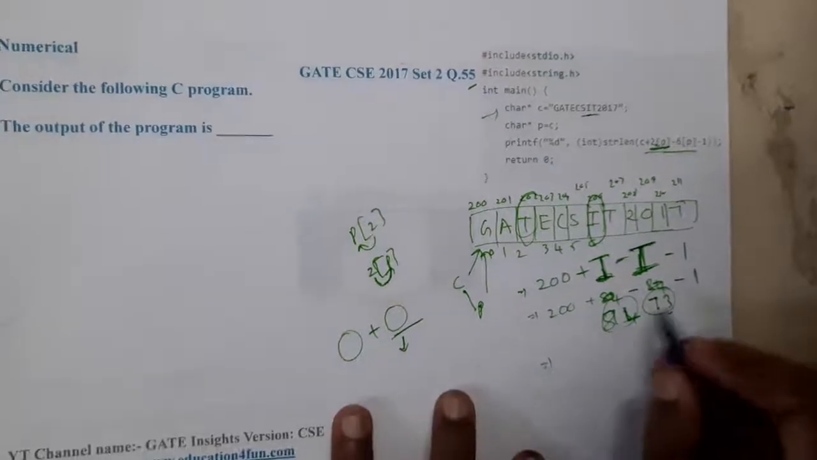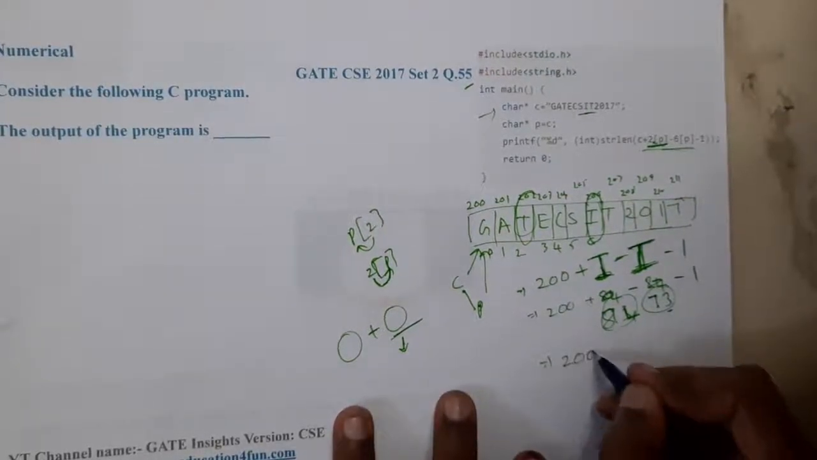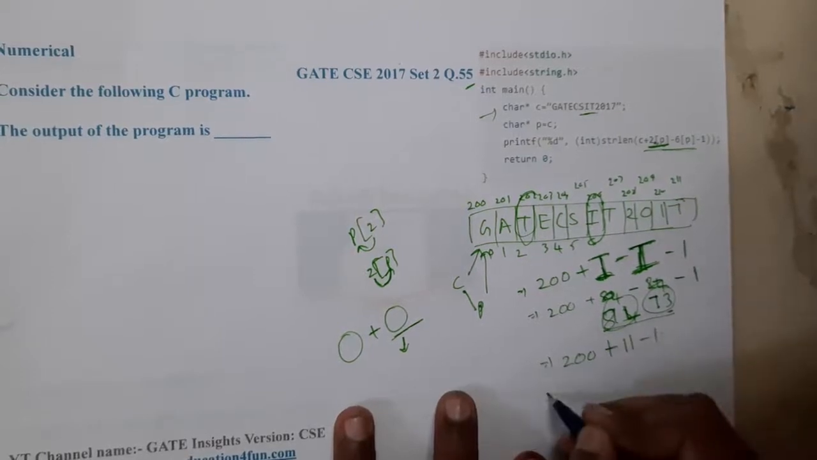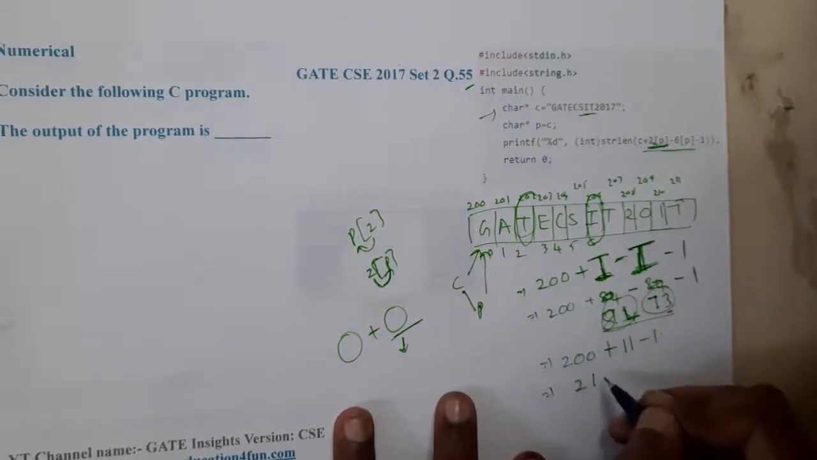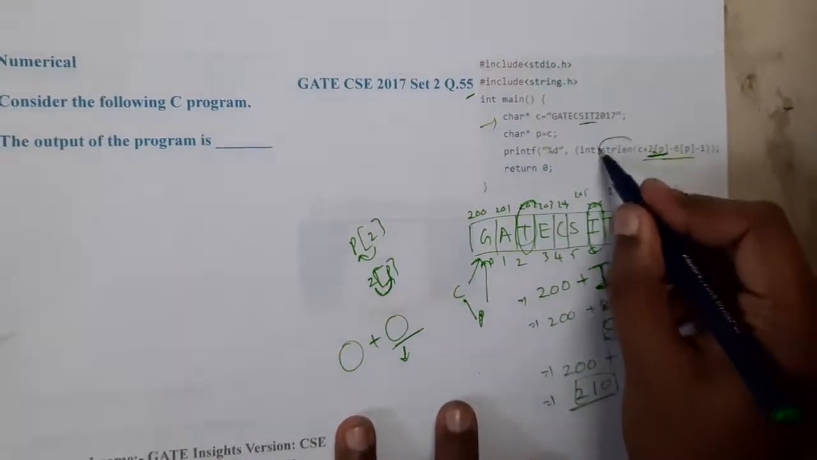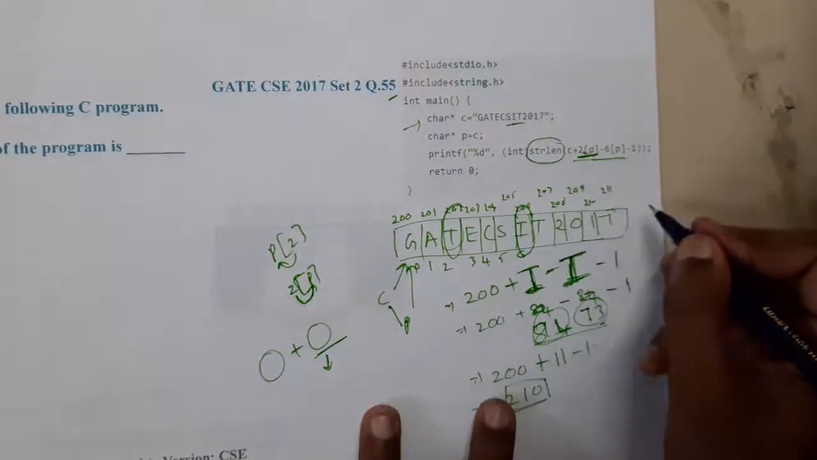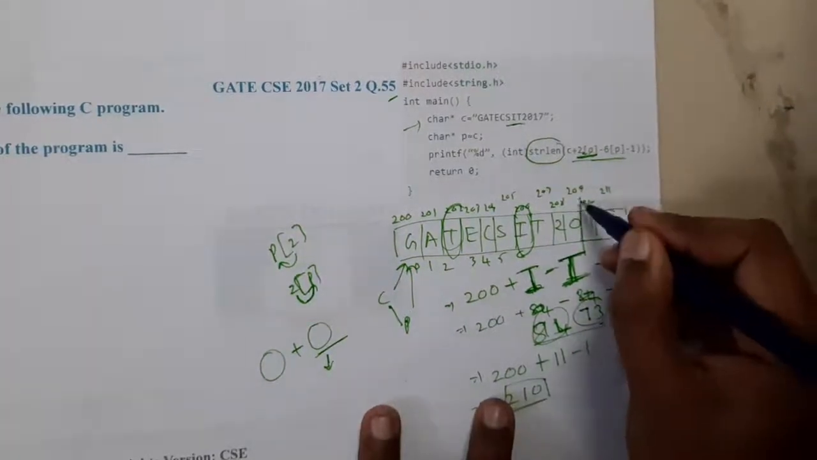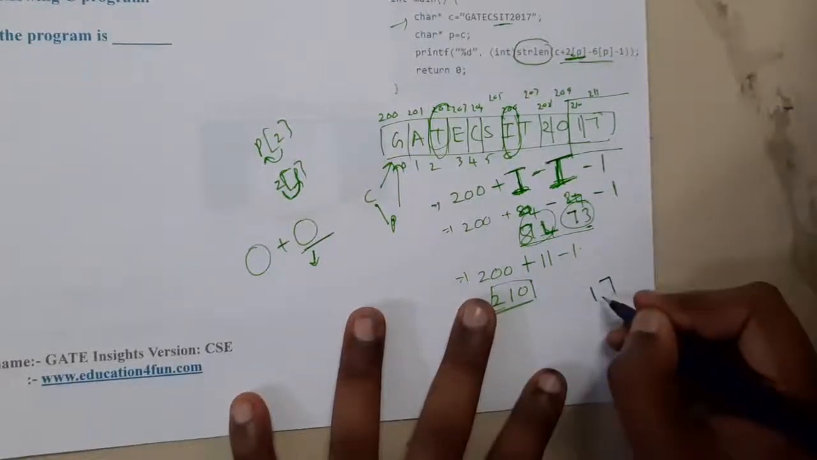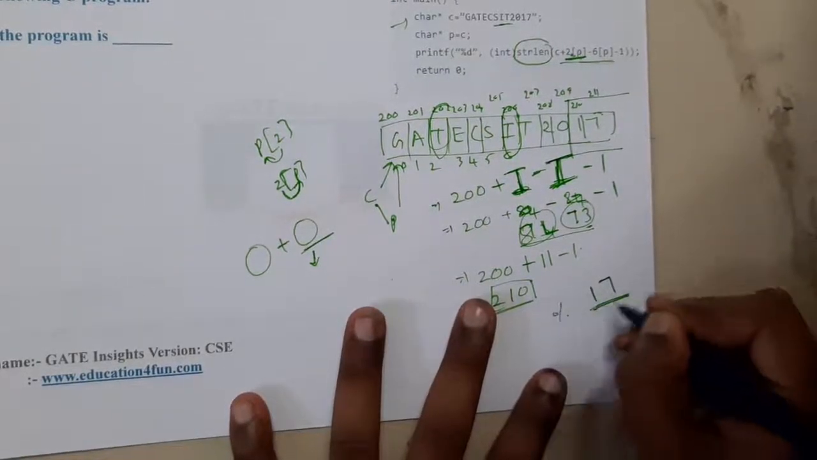Now if you solve it, it is 200 plus, and the difference here is 11, minus 1, so the result is 210. At index 210, whatever is there from that index to the end, you are going to calculate its length. This is index 210. From here, how many characters are there? The number is 17 characters.